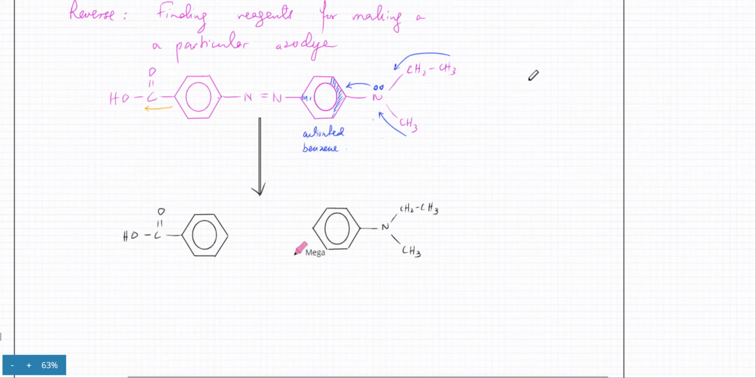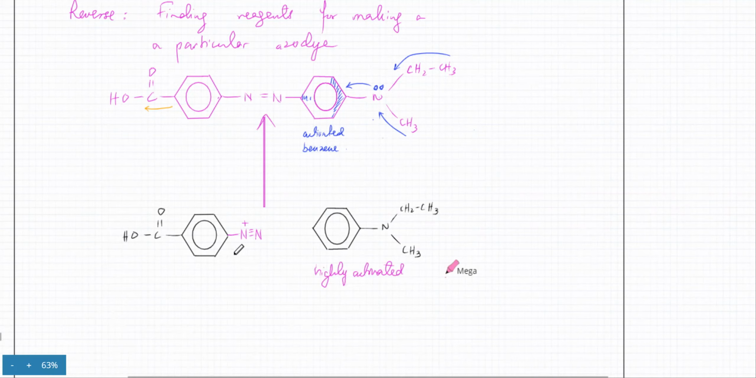So the main issue was the N triple bond N plus. It is going to be with this one. I mean, that is how the reaction would have started. Or even actually reverse it, you know what? What we wanted to figure out was the reagents that made this molecule. So this is how the reaction would have happened. And this is your highly activated benzene.